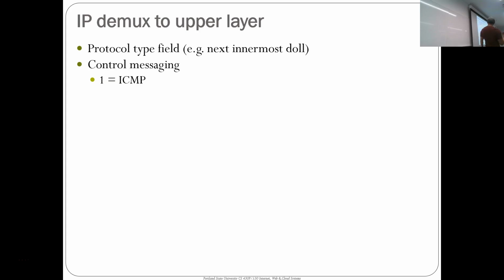Okay, the next thing is demultiplexing to the upper layer. You have this protocol type field. There's a control messaging. So if you have 1 in that type field, it goes to ICMP. We'll talk about that at the very end. If it's 6 or 17, it'll go to TCP or UDP. This is the vast majority of the packets that you'll see go by, because HTTP uses TCP. The DNS will use either UDP or TCP.